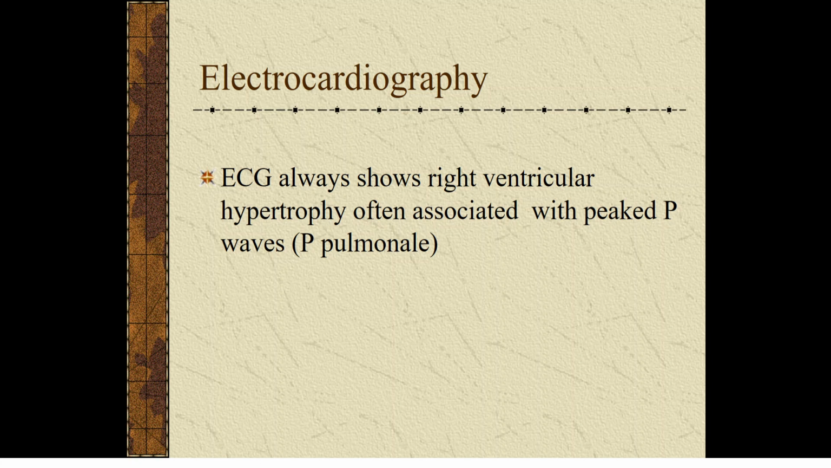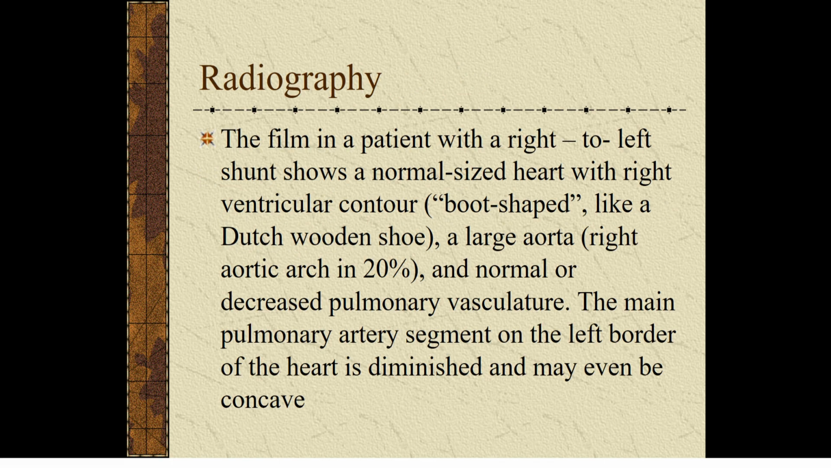Electrocardiography always shows right ventricular hypertrophy, often associated with peaked P waves, P pulmonale. Radiographic investigation. The film in a patient with a right-to-left shunt shows a normal-sized heart with a right ventricular contour, boot-shaped like a Dutch wooden shoe.